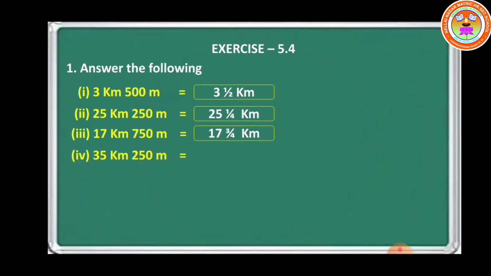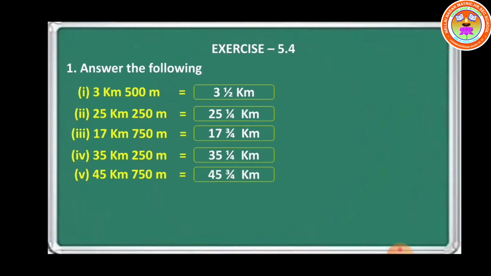Next one, 35 kilometer and 250 meter. As we know, 250 meter is equal to 1/4 of a kilometer. Therefore, it will become 35 1/4 kilometer. Next one, 45 kilometer and 750 meter. As we know, 750 meter is equal to 3/4 of a kilometer. Therefore, it will become 45 3/4 kilometer.